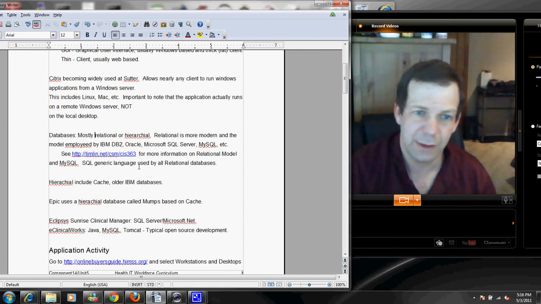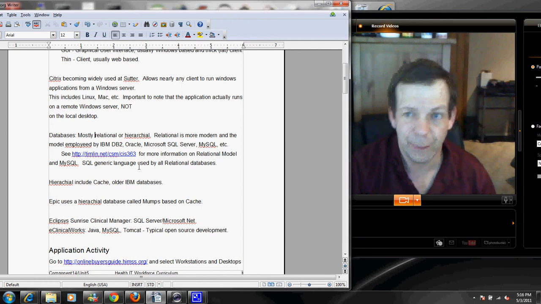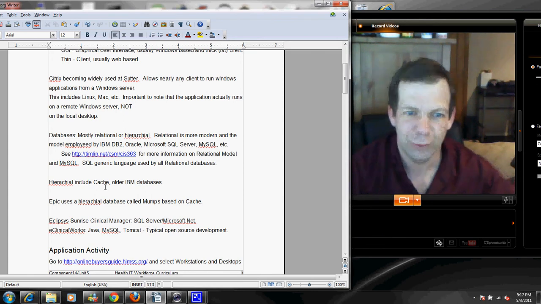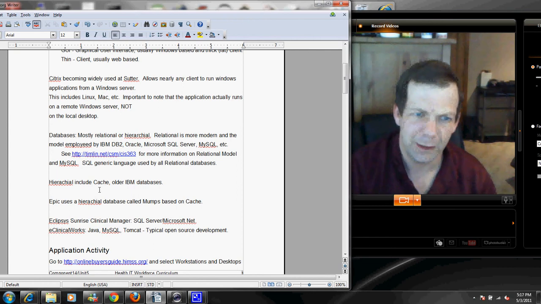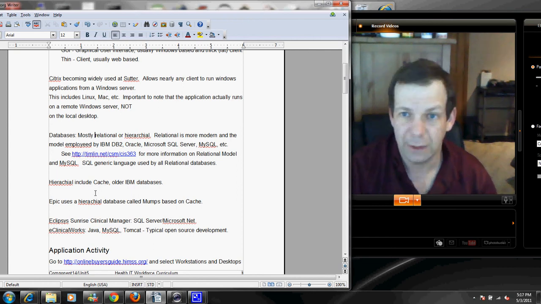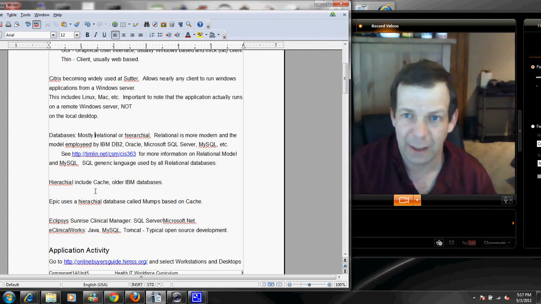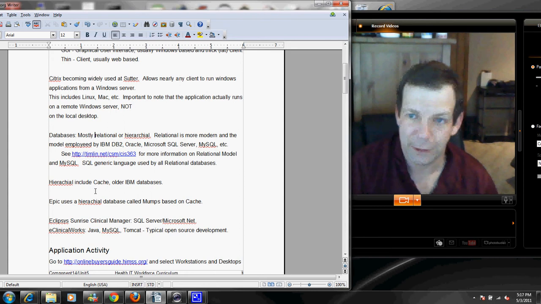Some of the hierarchical languages that are still around are the ones that are used by Epic, of all things. Epic, being written on a fairly modern client .NET platform, still uses a hierarchical database called Cache. They claim that they are the fastest database around. I don't know if that's true. It's based on MUMPS, which is a really old database. The slides point out that MUMPS predated C language, which is the granddaddy to Java and a lot of other modern languages. It's the direct daddy of C++.